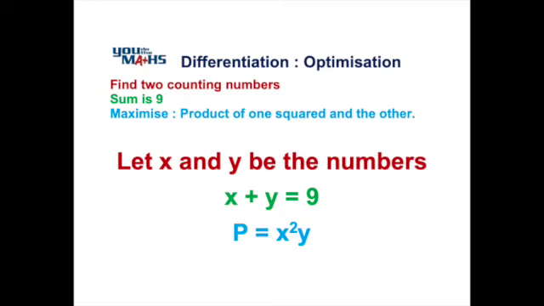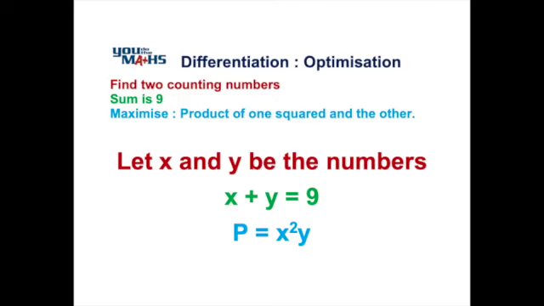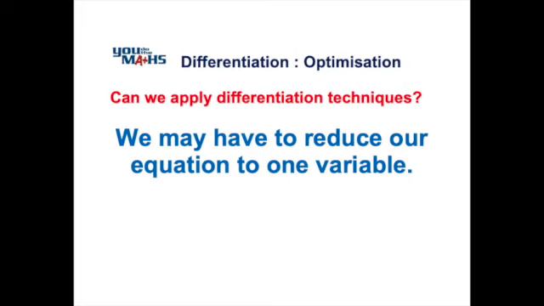So in solving an optimization problem, let's go through a basic checklist. What we need to do is write down any formula or equation relevant to the words that we've been given. And we also need to know what we've got to maximize or minimize. In this question, we've seen that we have to maximize the product, x squared y. But we can also see that if we're going to apply differentiation techniques, we have a little bit of a problem because we've got two variables. So another step in the process is to reduce our equation that we're trying to optimize down to one variable. And we have to ask ourselves how we're going to do that.